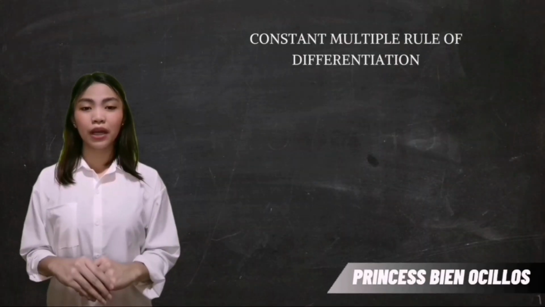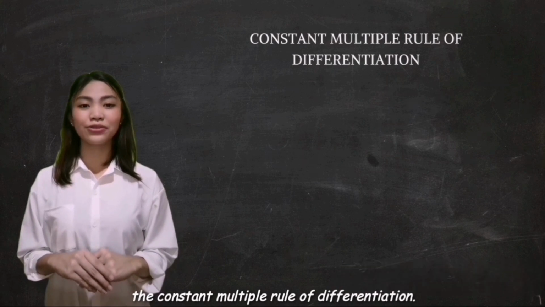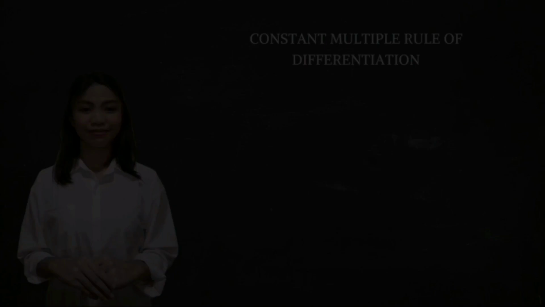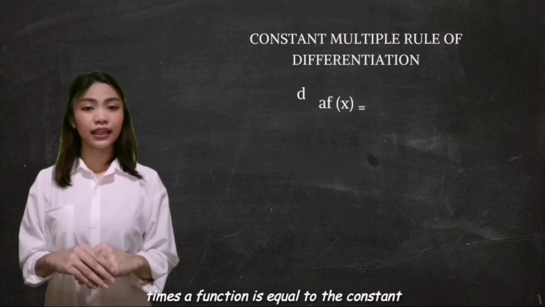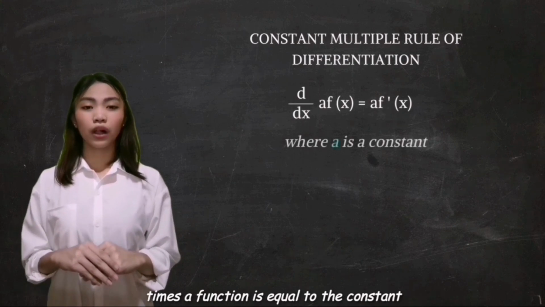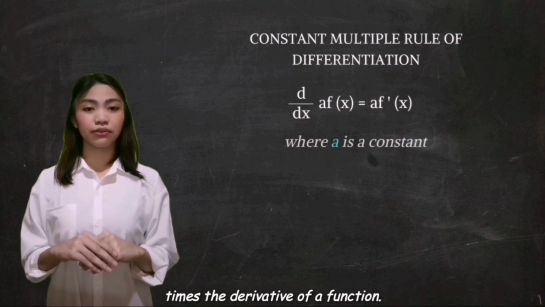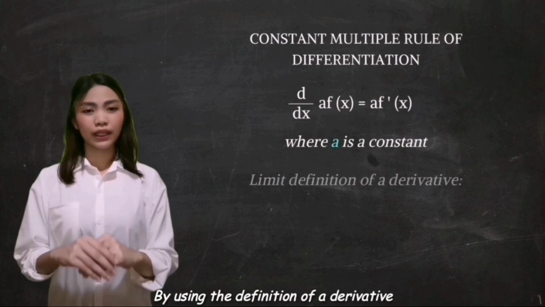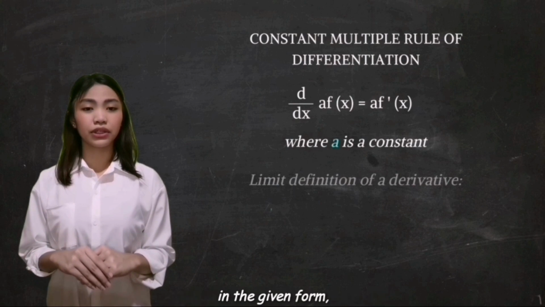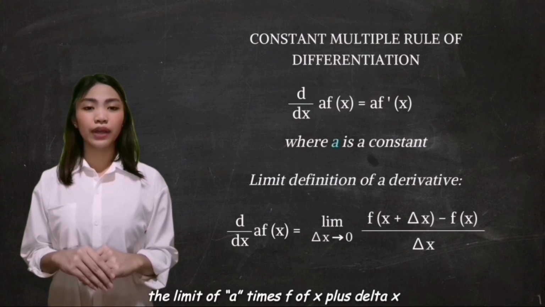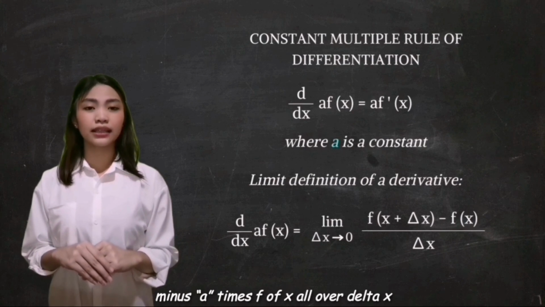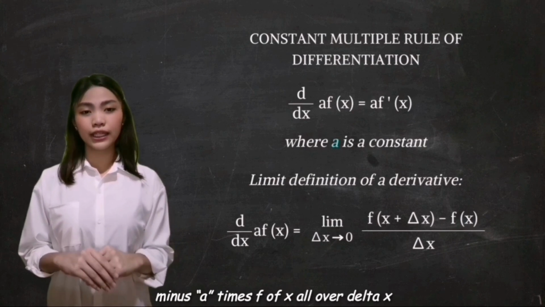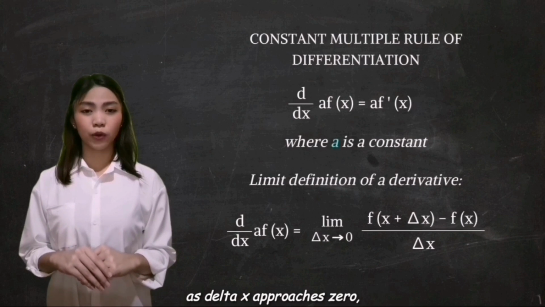For the third theorem, the constant multiple rule of differentiation. This rule states that the derivative of a constant times a function is equal to the constant times the derivative of a function. By using the definition of the derivative in the given form, the limit of a times f of x plus delta x minus a times f of x all over delta x as delta x approaches 0.